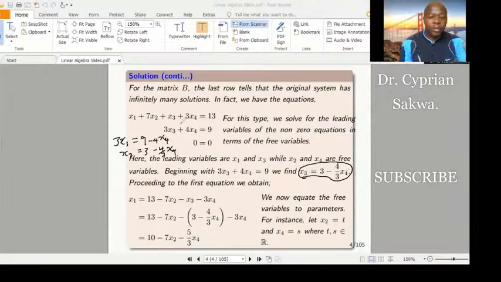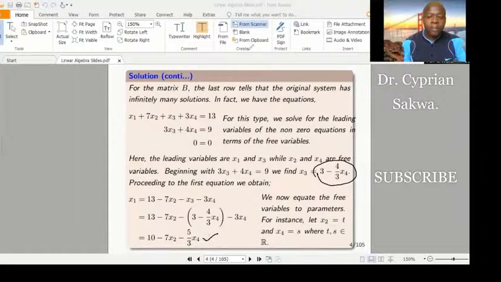After solving that first leading variable, we go to the first equation and solve for the other leading variable in terms of the free variables. So this is what I have. x1 equals, when the others cross the equal sign, 13 minus 7x2 minus x3 minus 3x4. But I know what x3 is. This is x3. So I substituted there. I have 13 minus 7x2 minus this x3, then minus 3x4. Simplifying this gives x1 equals 10 minus 7x2 minus 5/3 x4.